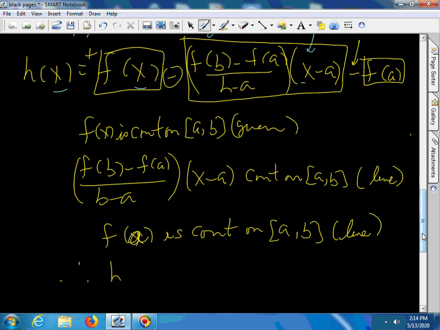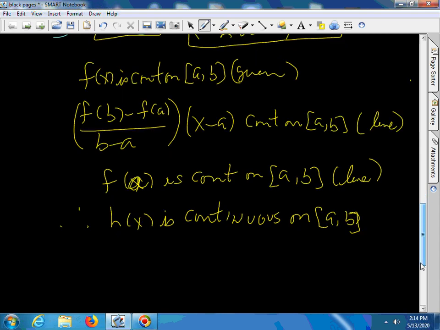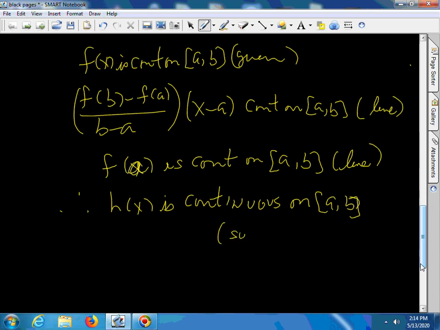Therefore, H of X is continuous on closed AB. Why? Sums and differences of continuous functions are continuous. Okay, so we have H is continuous.